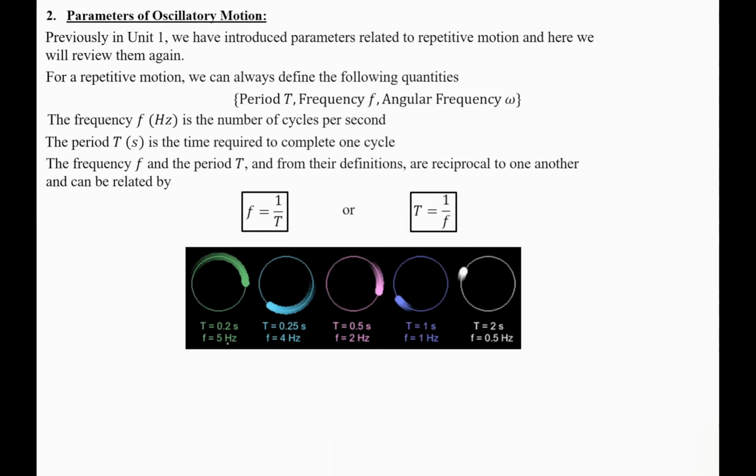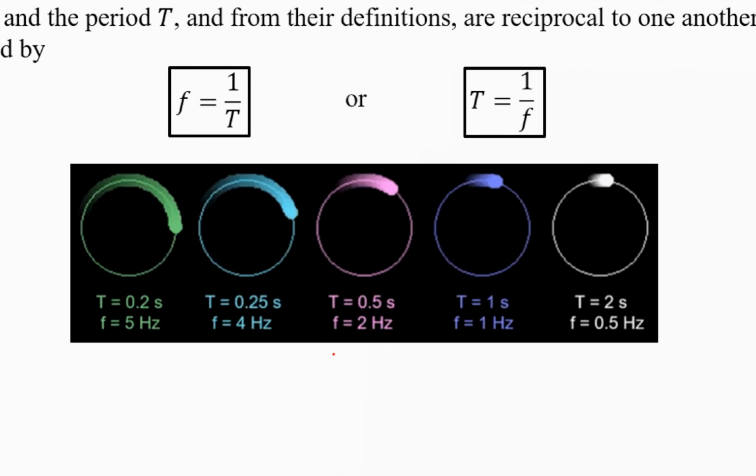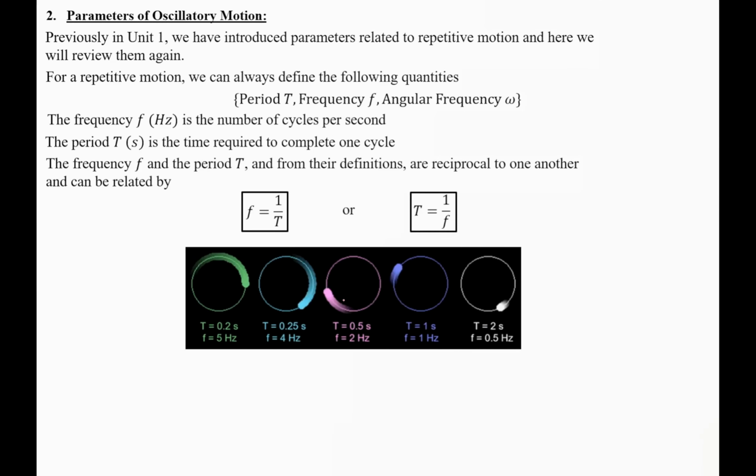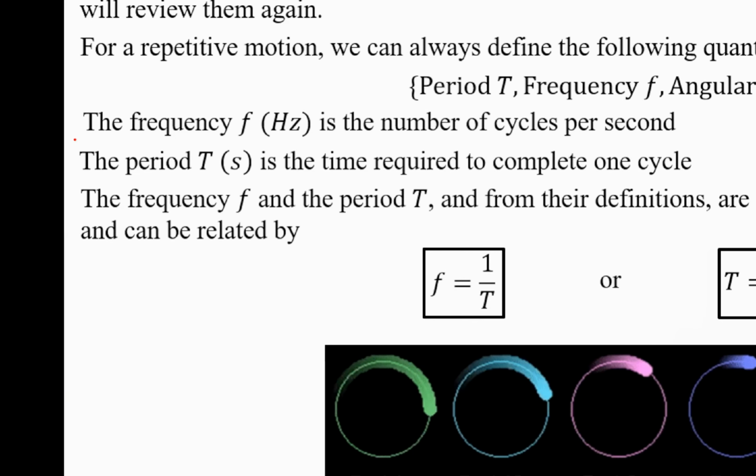Now here from this animation we can notice that as the frequency decreases, the speed along which the particle is traveling along this repetitive motion decreases, which means the speed indeed reflects the number of cycles per second. And as the period increases, this means that it's going to take more time to complete the cycle. For this reason, we are referring to these two definitions.